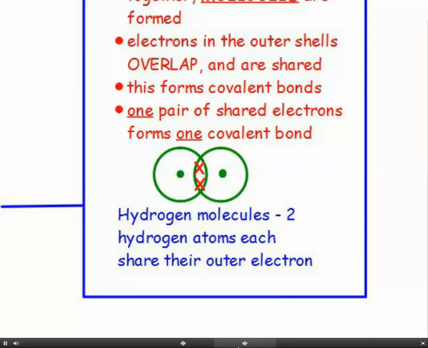One pair of shared electrons forms one covalent bond. Here's an example. Hydrogen molecules. There are two hydrogen atoms which each share their outer electrons. So you can see in this diagram, the electrons are represented by crosses.